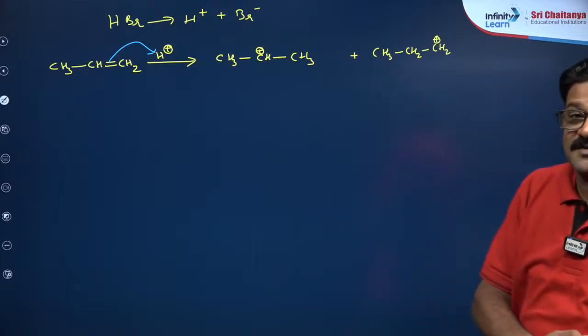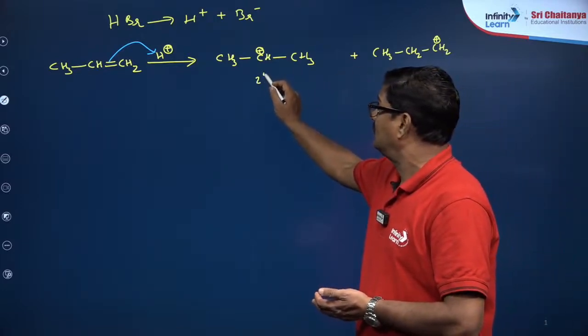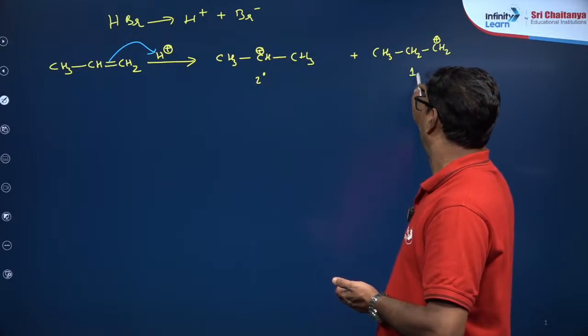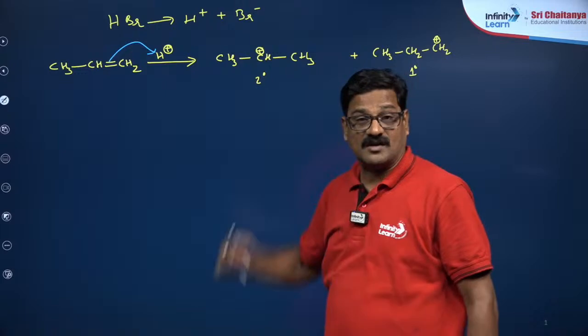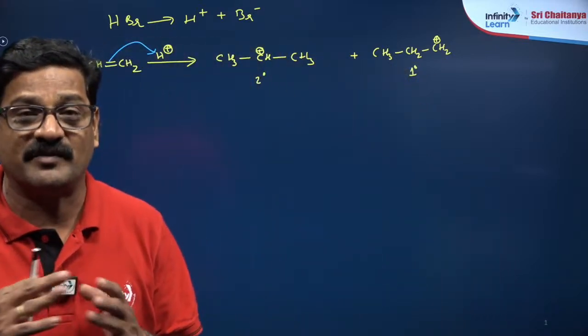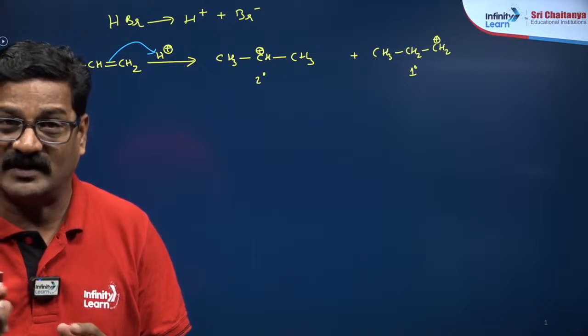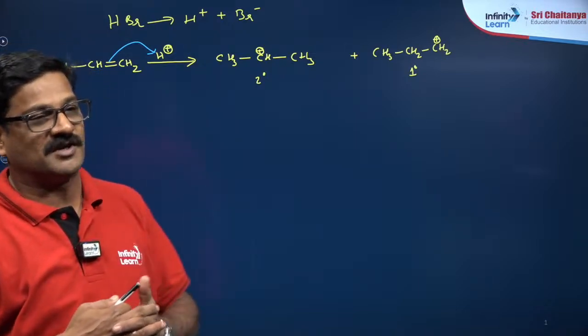Of these possible carbocations, one is a secondary carbocation and the other is a primary carbocation. One has only 2 alpha hydrogens, the other has 6 alpha hydrogens. Therefore, which is more stable, primary carbocation or secondary carbocation? Ishita, which is more stable, you tell me?